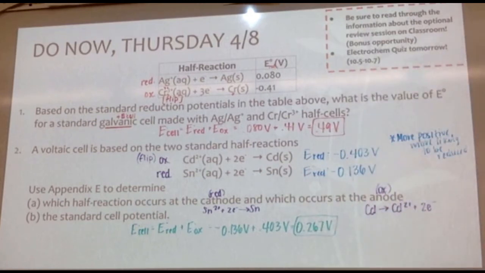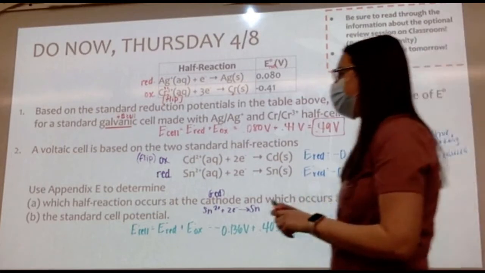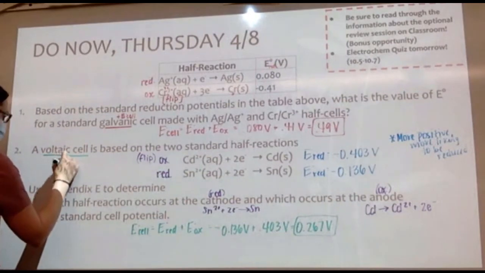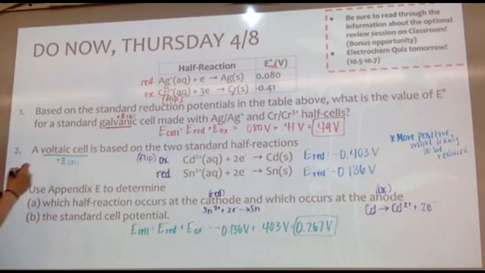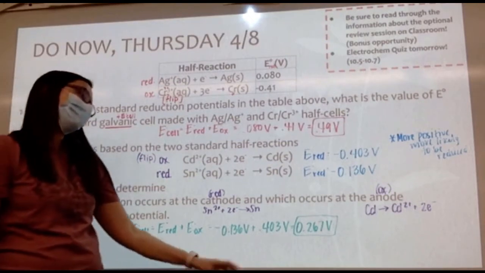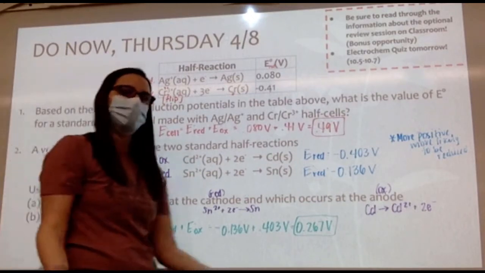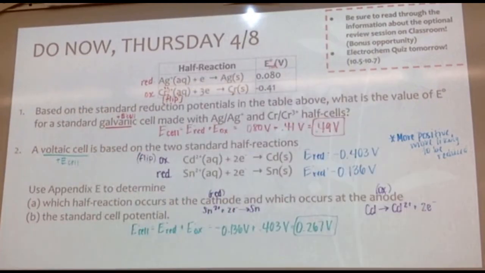Notice how we have a positive cell potential. That's good because this is a voltaic cell. A voltaic cell always has a positive cell potential. So if you were to calculate this and you were to get a negative cell potential, that should tell you, oh, I flipped them. That means you had your reduction and your oxidation half reactions backwards. Any questions on the do now?